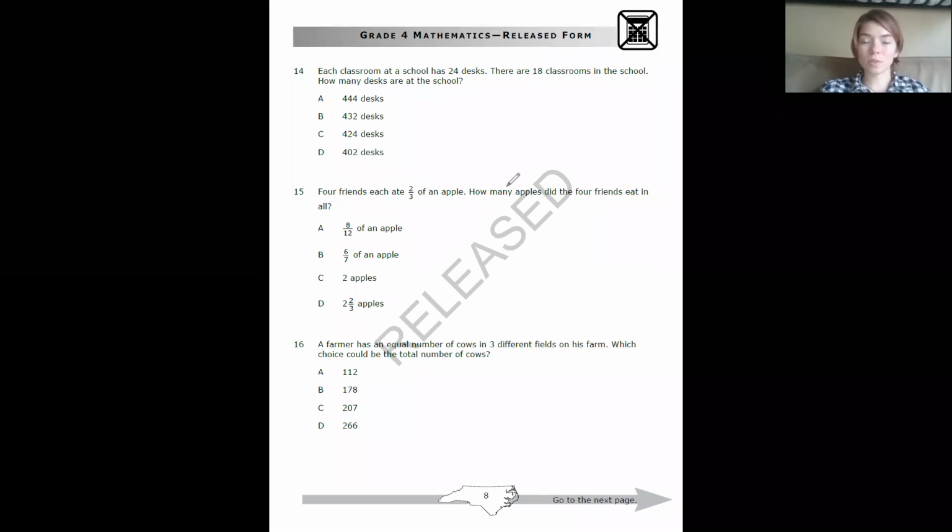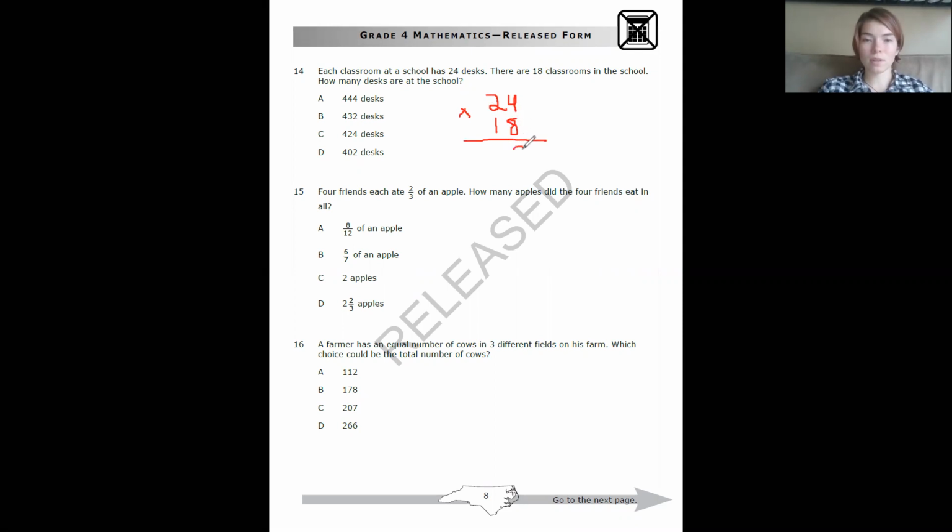Each classroom at a school has 24 desks. There are 18 classrooms in the school. How many desks are at the school? Okay, each classroom has 24 desks, and we're going to want to multiply that number of desks by the number of classrooms. 24 times 18. 8 times 4 is 32. Carry the 3. 8 times 2 is 16, plus 3, 19.